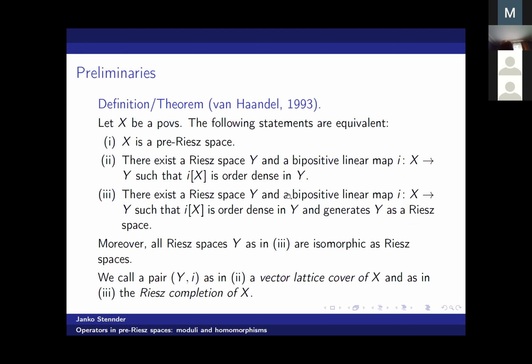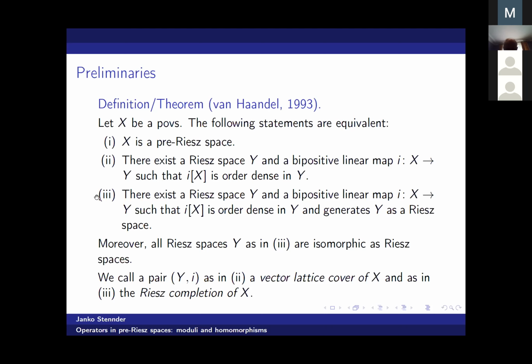which is also equivalent to having a Riesz space Y and a bipositive linear map, such that the image is order dense in this vector lattice, and the vector lattice is generated as a Riesz space by the image, which means that every element in this Riesz space is just the difference of finite suprema of elements in this image.